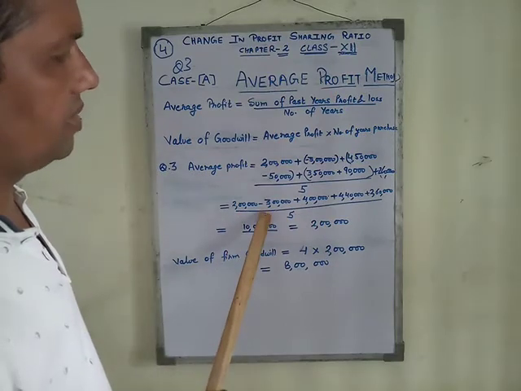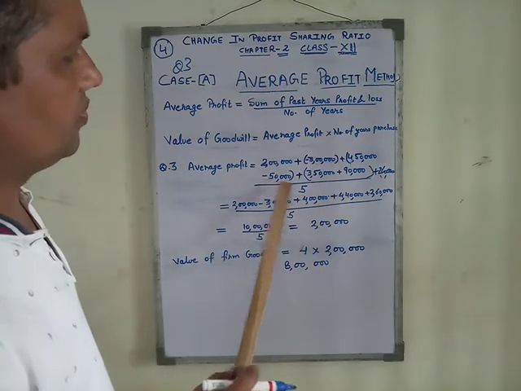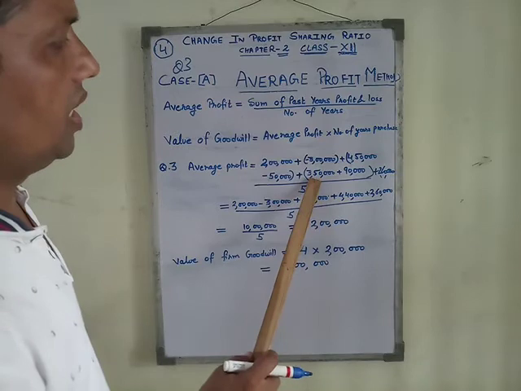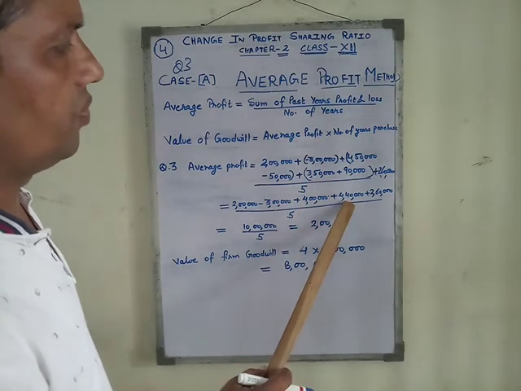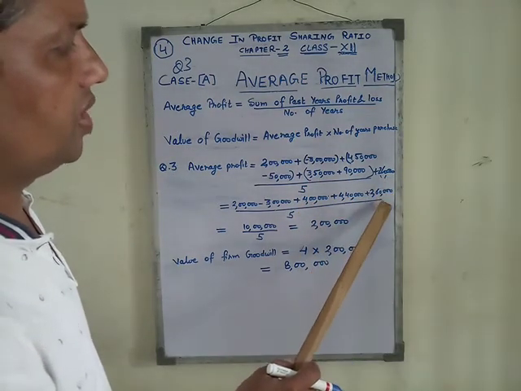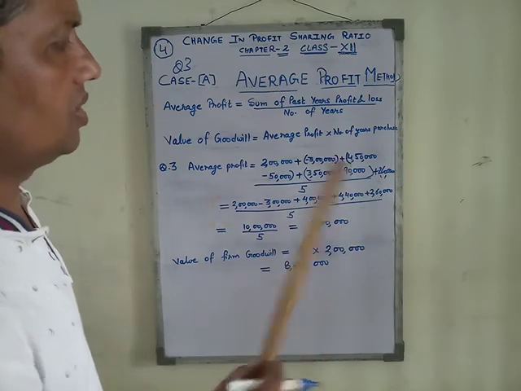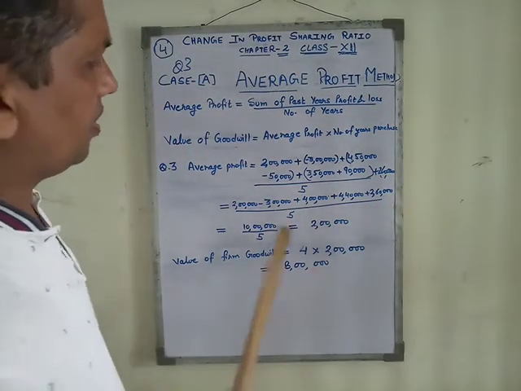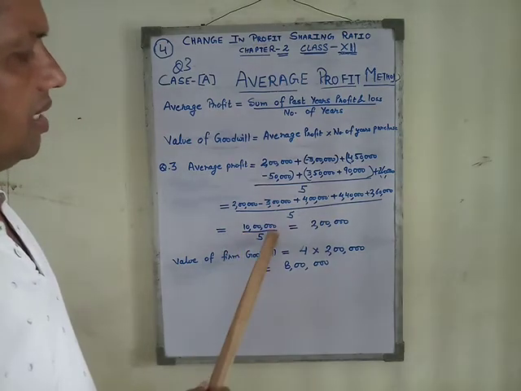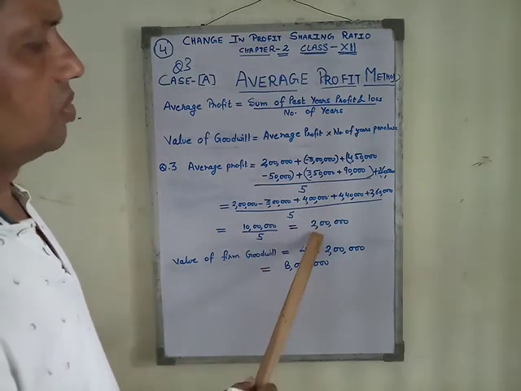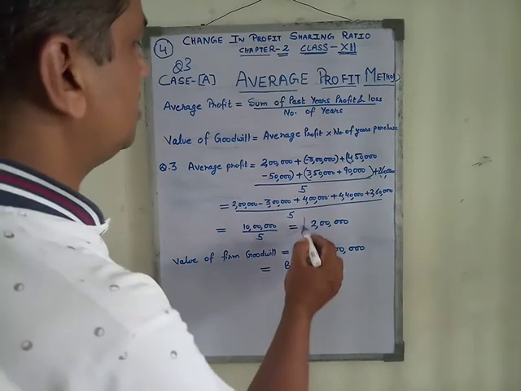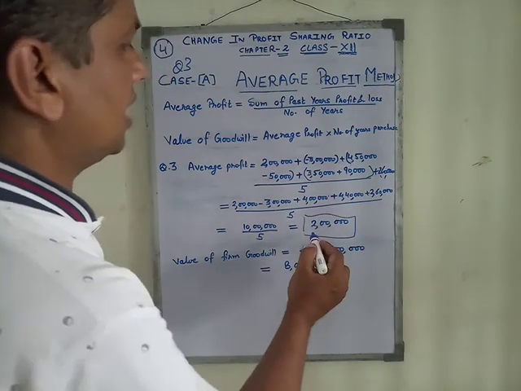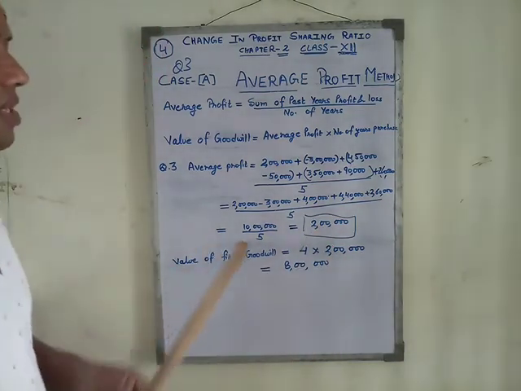2 lakh, minus 3 lakh, 4,50,000 minus 50,000 is 4 lakh, 3,50,000 plus 90,000 is 4,40,000, and the 5th year profit 2,60,000. So the sum of all the 5 years' profits and losses is 10 lakhs. That can be divided by 5. So we get the average of 2 lakh. This is the average profit of the last 5 years, 2 lakh.